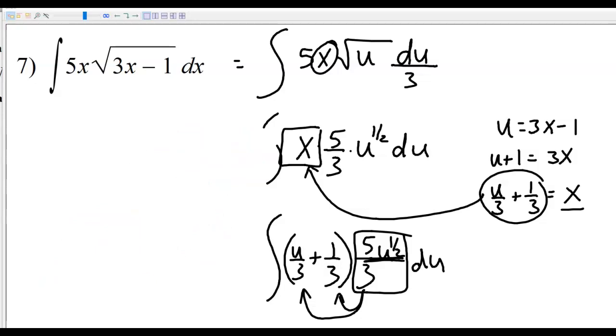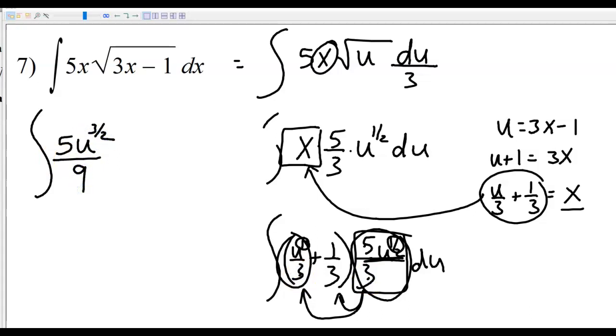All right, so 5, let's do this times this first. So the 5 is going to stay there. And then u to the first power times u to the half, you would have to add those together. So what is 1 plus a half? That would be 3 halves. And on the bottom, 3 times 3 is 9. So that's that one. Now I'm going to distribute the fraction into the 1/3 now. So the 1 times the top means the top's just going to stay the same. So it's just going to be 5u to the half power. The bottom, 3 times 3 is going to be 9.